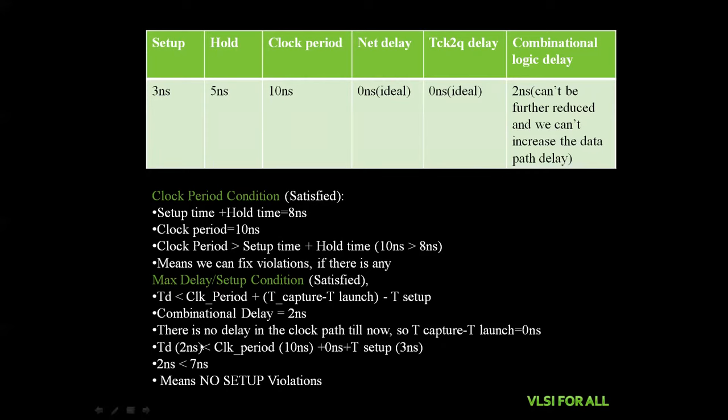So let's calculate this. TD less than clock period 10 plus 0 minus T setup. T setup means 3 nanoseconds. Sorry, here not the plus, here minus. So 10 minus 3 is 7 nanoseconds. 7 is greater than 2. It means no setup violation.